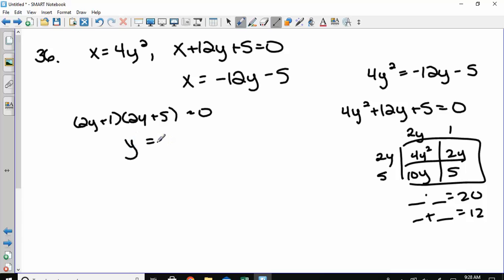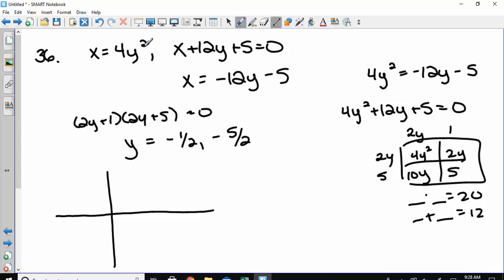Set those equal to 0, so we get y to be -1/2 and -5/2. Okay, so those are where these things meet. If you plug a -1/2 in here, -1/2 squared is 1/4 times 4 is 1. So when x is 1, y is -1/2. This one would be 25 over 4, so x would be 25. So it's not going to be a real nice one again.